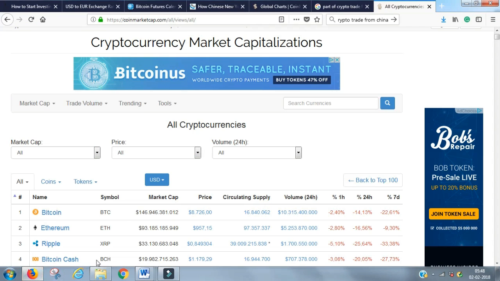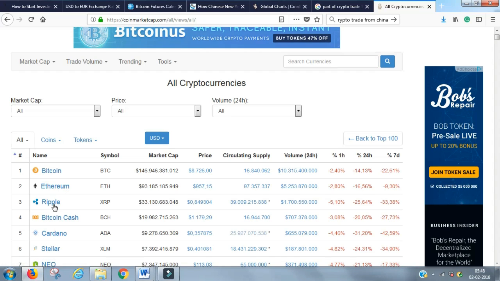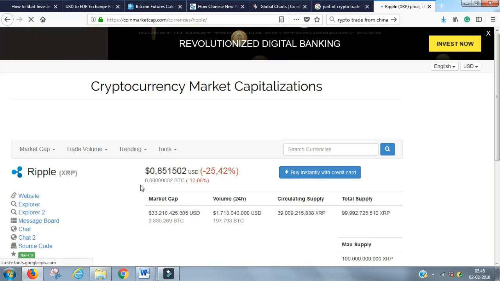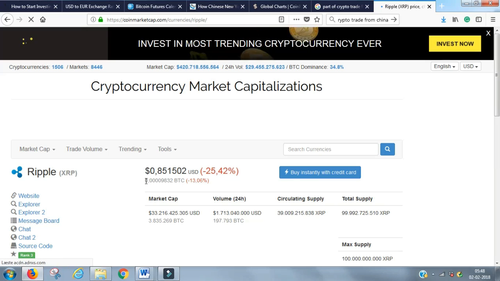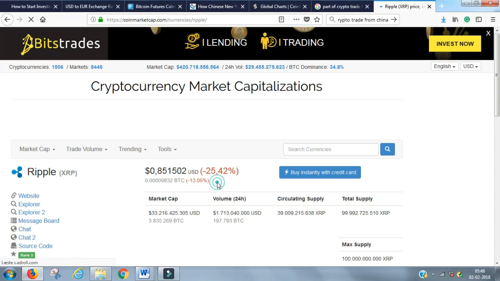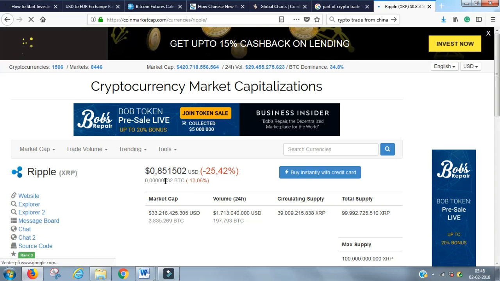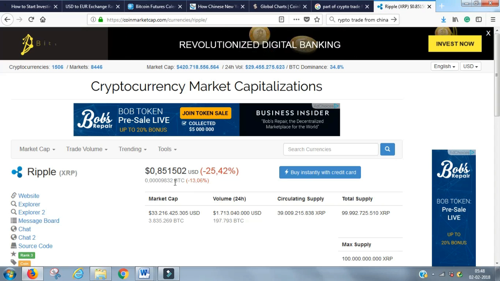So the other thing to look at is Bitcoin, because as we see, if we take Ripple, for example, or whatever other coin it is, all of the coins are valued in Bitcoin as well. So it's like the gold standard for the cryptocurrencies is Bitcoin, because they're all valued in that. So that's interesting to look at as well.